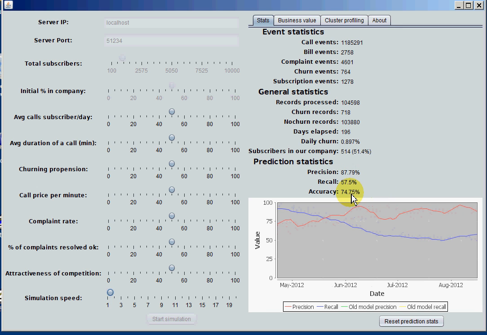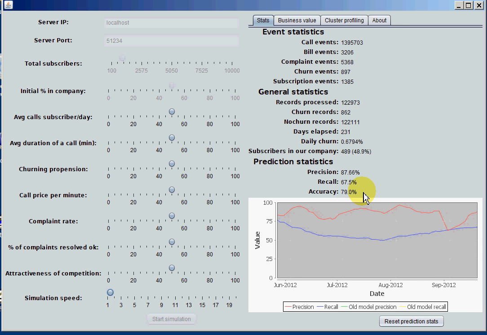Here we see statistics about how accurate we are being at predicting churn. Accuracy is simply how often we are correct in our guess. That is, we predict that a customer will churn, and he does, or that he will not churn, and he doesn't. All predictions are made with a fixed horizon of 1 month in our case.